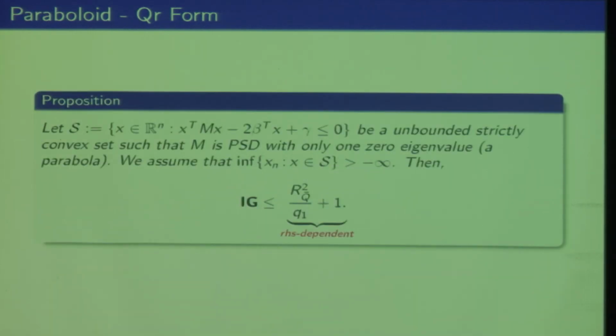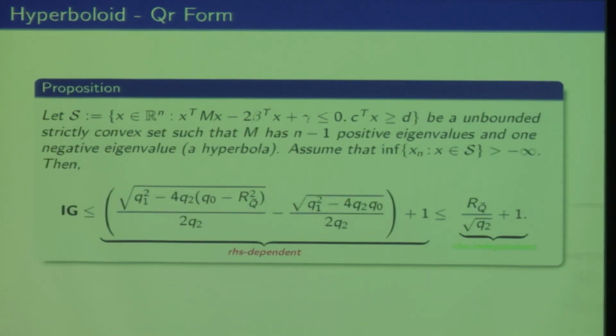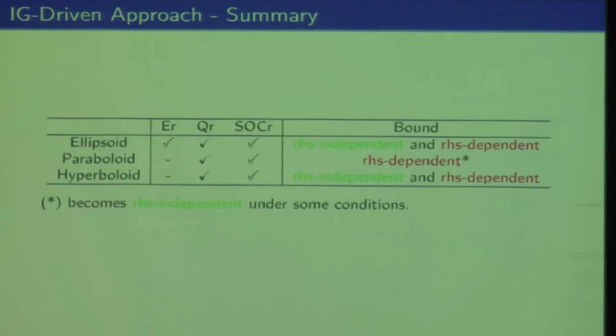All right. For paraboloids, the bound looks very nice. It's just like this. But it depends on the right-hand side because Q1, if you remember, was right-hand side dependent. And for hyperboloids, again, we get right-hand side dependent and independent bounds. And again, this is the summary of the type of results we get from the integrality gap-driven approach. So you may ask, which approach is better, so to speak?